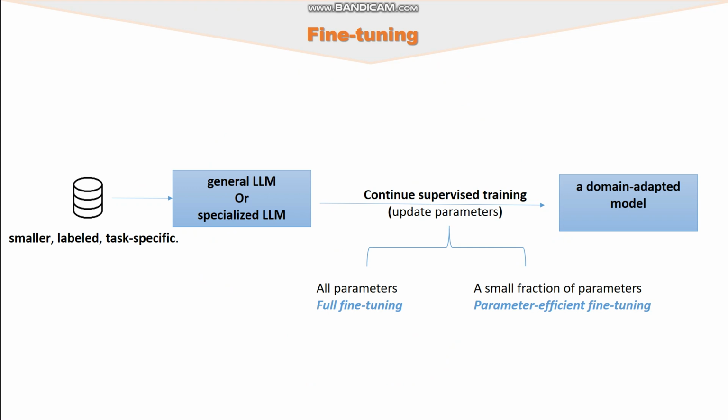This is one of the most widely used methods to adapt a general language model to the medical domain. The idea is to continue the training of a pre-trained model using a smaller but more specific dataset, usually labeled data for a certain task. So in full fine-tuning, all the model parameters are updated, while in parameter-efficient fine-tuning, we only adjust a small number of them. This makes the model more efficient and still very effective for medical tasks.